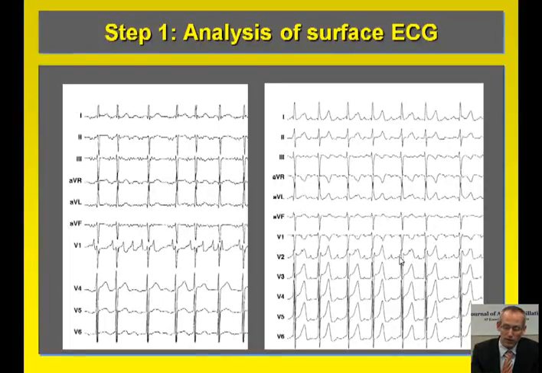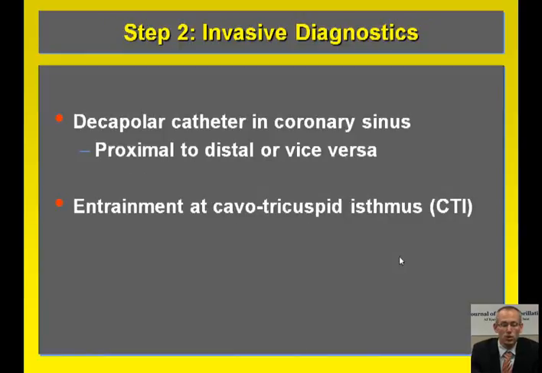So after obtaining the surface ECG, you want to go ahead and get invasive diagnostics as a second step. And in order to analyze the atrial activation pattern, we prefer to insert multipolar catheters in the coronary sinus and analyze the activation sequence in the coronary sinus, whether it's proximal to distal, which would be indicating a right atrial origin, or a distal to proximal activation pattern, which would indicate a left atrial origin of the tachycardia.